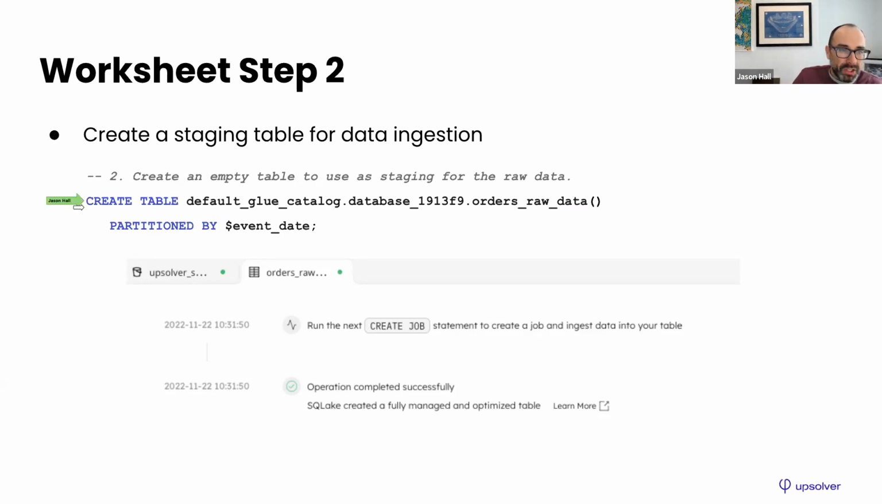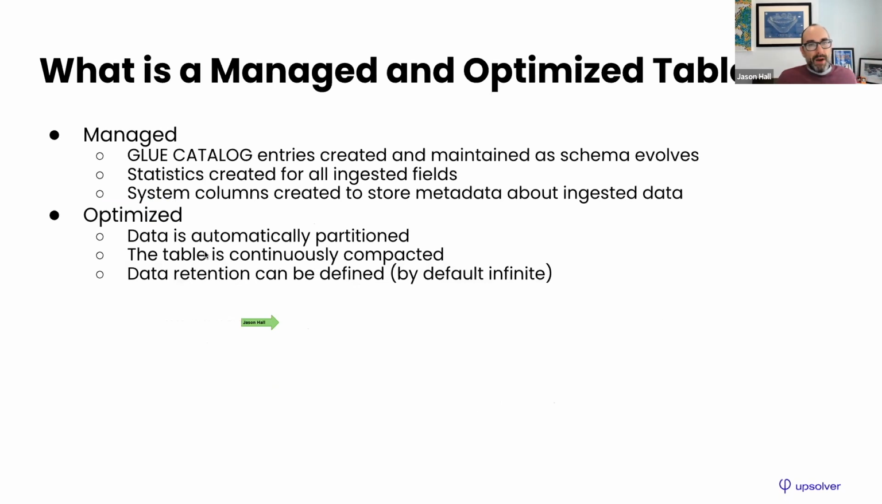So again, if you click your cursor in there and click the run button, we can generate that table. Again, you'll see the feedback down at the bottom of the screen that hopefully it was created successfully, with some guidance to now run a create job statement to ingest data into that table that we've created, right? Now, I did want to highlight a few things. You might have noticed in the feedback some mention of a managed and optimized table.